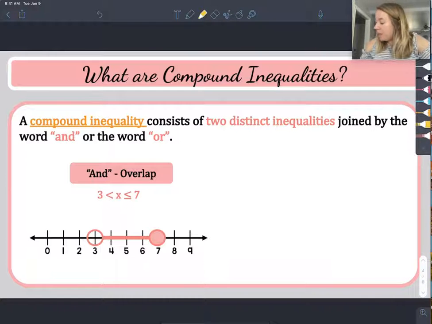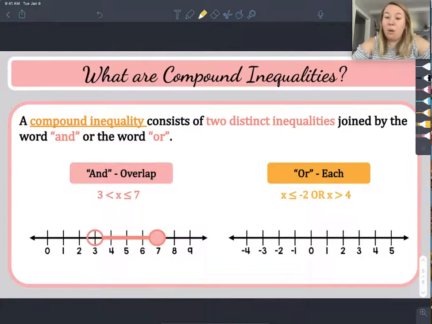Okay. The second one is an or inequality. Now this one, we always include the word or in. So if you're unsure if it's an and or an or, check to see if the word or is in it. If it is, it's an or. If it isn't, it's an and. For this one, this is actually easier. It's already split in half, right? We have x is less than or equal to -2, and then we have x is greater than 4. In this case, there is no overlap, so we have to graph each inequality. You need both of them.